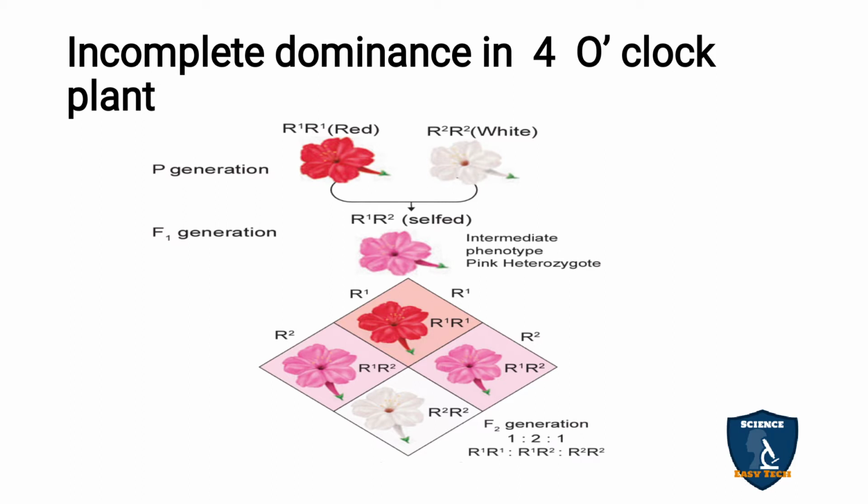So we will see this in detail with the help of the cross. In the first generation, that is in the parents, the R1R1 red flower is crossed with the R2R2 white flower. So it is crossed, and in the F1 generation you are getting the pink color flower. That is pink color, and the genotype is R1R2.